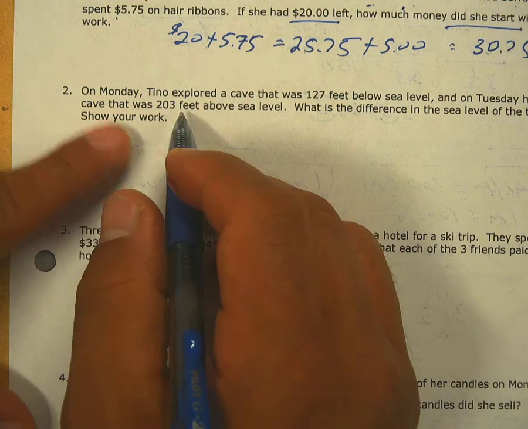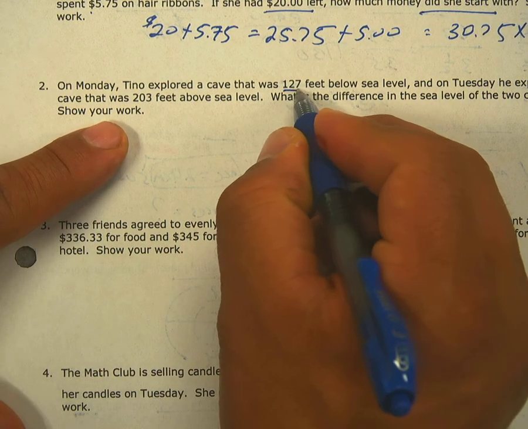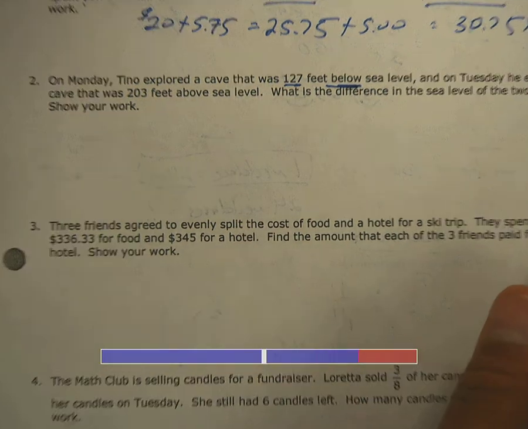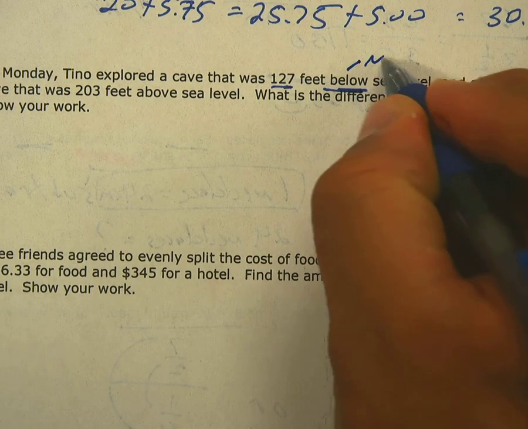Number 2, on Monday, Tino explored a cave that was 127 feet below. Look at that word below. Below means negative. So this here means negative.